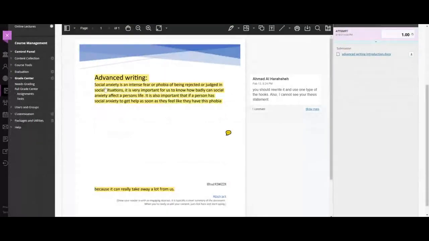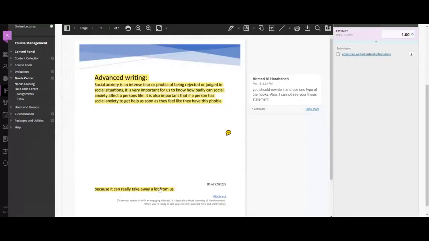Look here, look at this introduction. Social anxiety is an intense fear or phobia of being rejected or judged in social situations. It is very important for us to know how badly can social anxiety affect a person's life. It is also important that if a person has social anxiety to get help as soon as they feel they have this phobia, because it can really take away a lot of us.